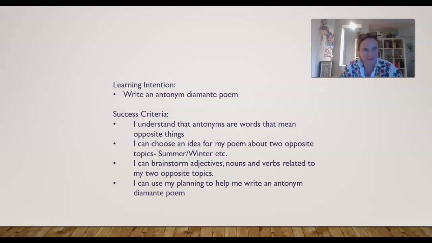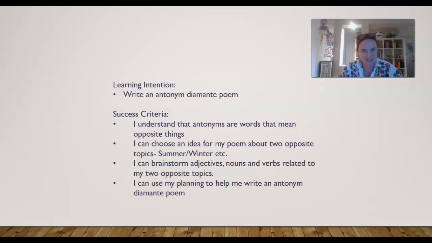You will be successful if you can do these things. I understand that antonyms are words that mean opposite things. I can choose an idea for my poem about two opposite topics. So you had to pick two nouns that were opposites for your topic. I can brainstorm adjectives, nouns, and verbs related to my two opposite topics. I can use my planning to help me write an antonym diamante poem.